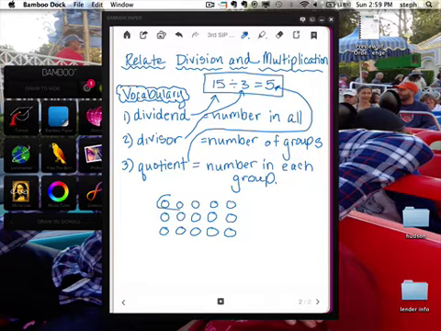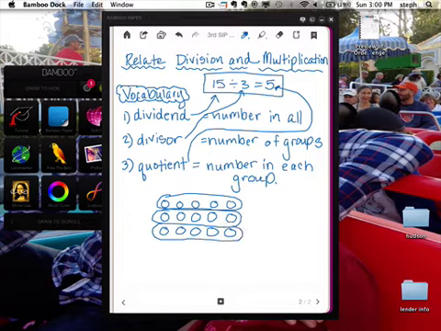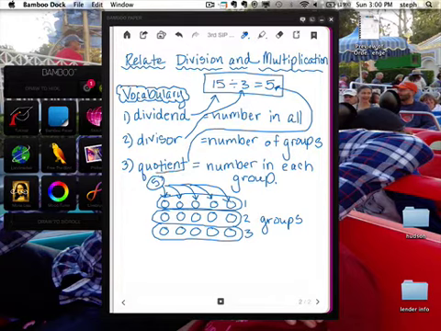So I'm going to try to put 15 into 3 groups. I'm going to circle this top row. There's one group. I'm going to circle the middle row. There's another equal group. And I'm going to circle the bottom row, which is another equal group. So there's my 3 equal groups. I have 1 group, 2 groups, 3 groups. In those groups, you have 1, 2, 3, 4, 5 items. So that is where the 5 comes in, the quotient.